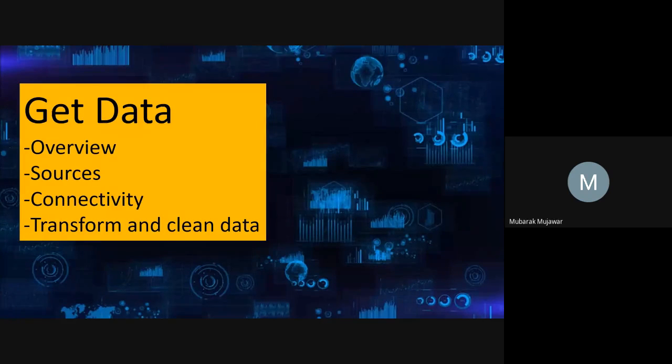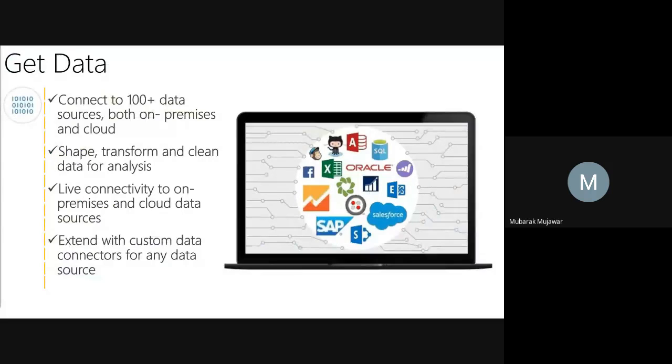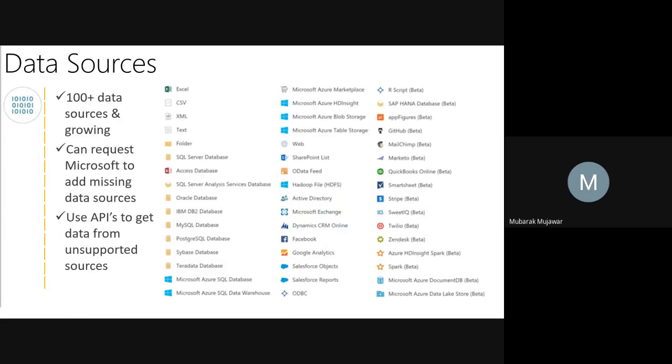We can get data from 100 plus data sources on Power BI, which can be on premises as well as on cloud. So it can be on your computer, on your machine, or from cloud. You can look at the data shape, transform that data, and clean the data for your analysis. There is always live connectivity to the on-premises and cloud data sources, and you can extend with custom data connectors for any data sources. I'm just going to skip this slide.